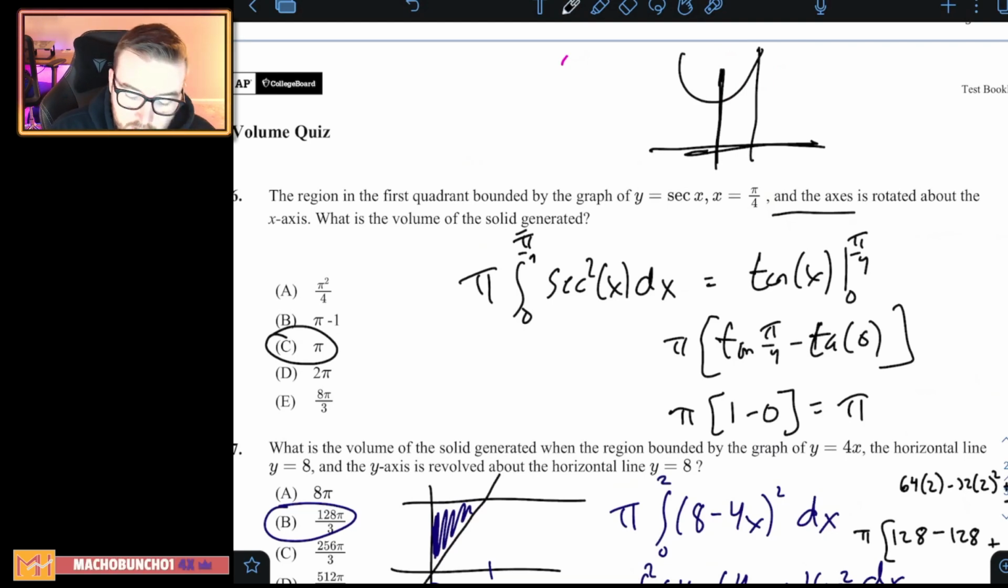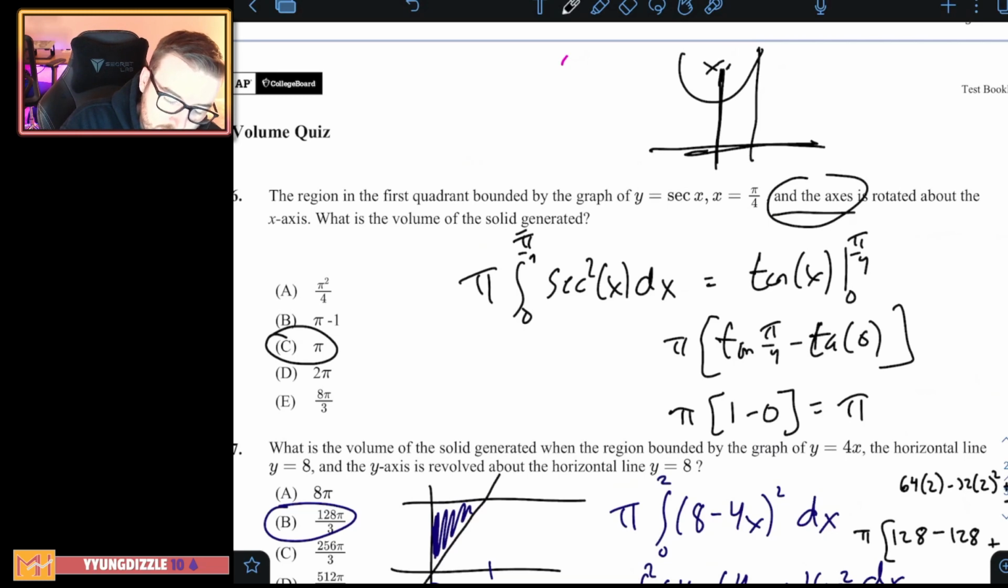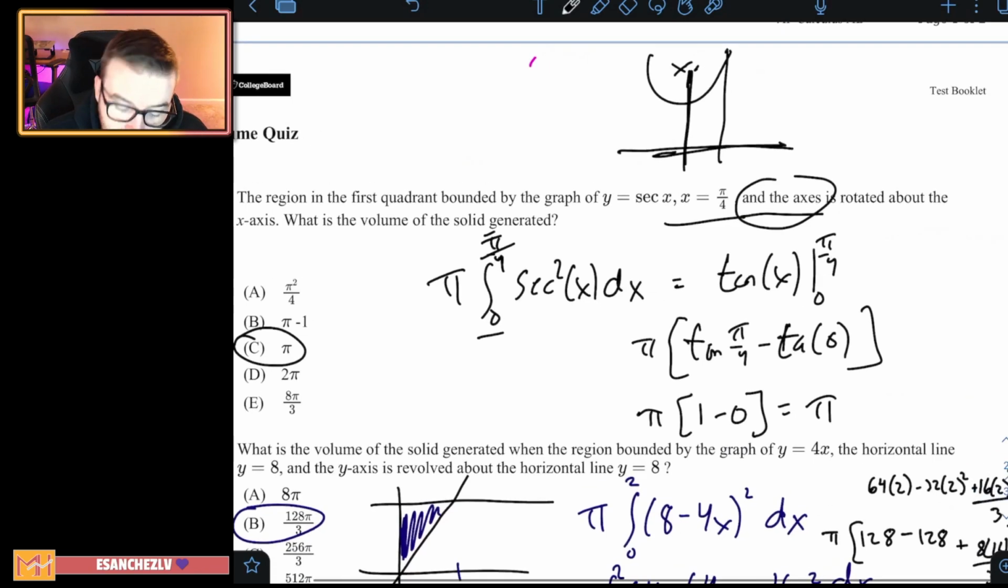Anyway, that's all to say that the x equals 0 line is the y-axis. So that's why this is 0. And then the x equals pi over 4 is the top bound. And then we're squaring because this is the radius, right?